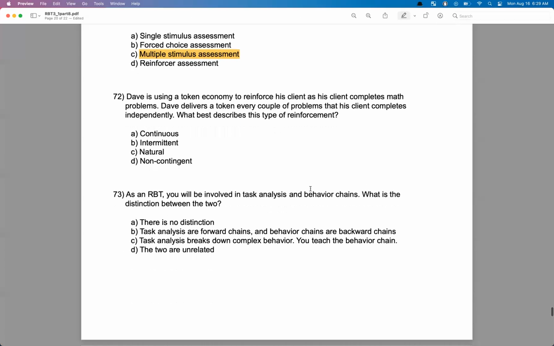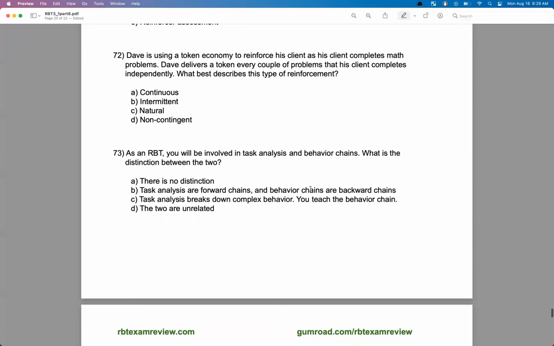All right, 72. Dave is using a token economy to reinforce his client as his client completes math problems. Dave delivers a token every couple of problems that his client completes independently. What best describes this type of reinforcement? Okay, so we don't know exactly the reinforcement schedule we're on. We just know we're using a token economy and we're delivering them every couple of problems. This could be variable, could be fixed. We're not quite sure.